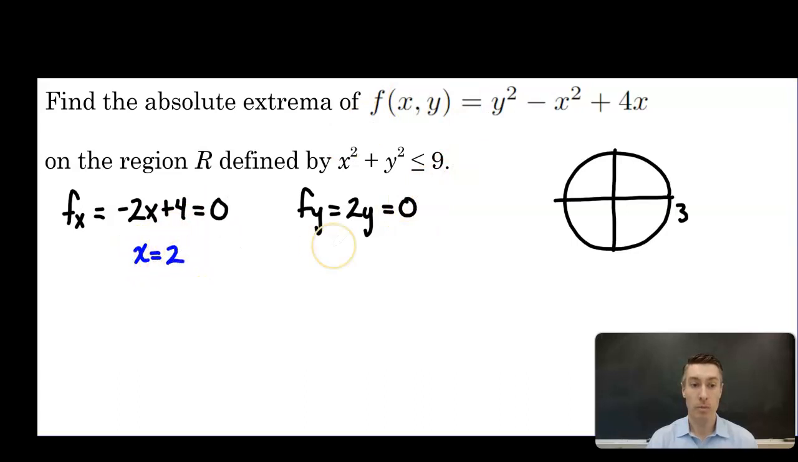So here x would be 2 and y would be 0. So 2, 0 right there. That is inside the region. So that's the first point on our list. Next, we have to go along the boundary.